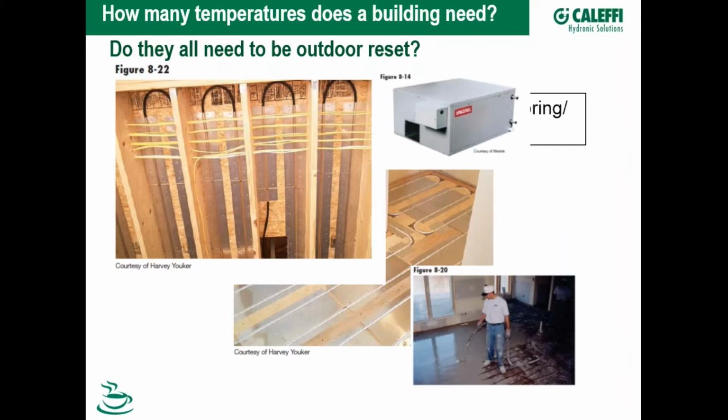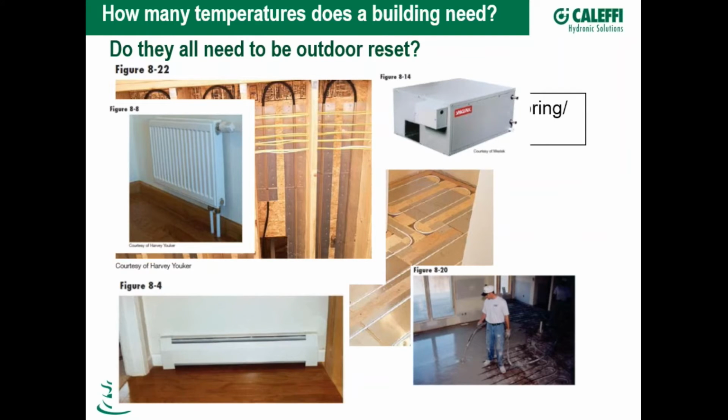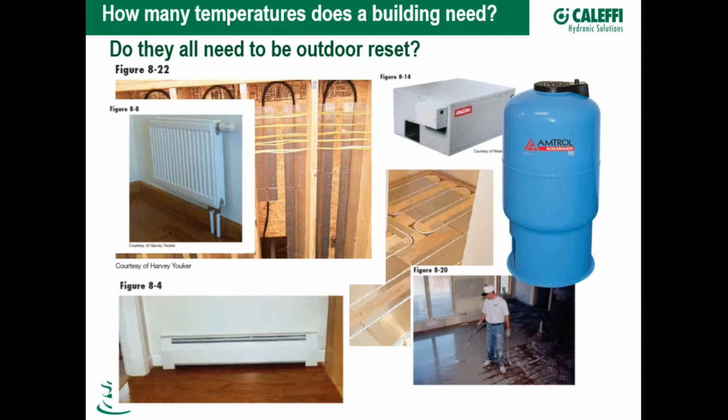Now let's throw in a little hydro air. It happens all the time. That now becomes another water temperature. Some of the building may have panel radiators. Some of the building may have baseboard. All of these possibly require different water temperatures or different combinations. And then, of course, the standard for a lot of systems out there is an indirect water heater. I add that in there, and all of a sudden I have something that I don't want to run off of outdoor reset.